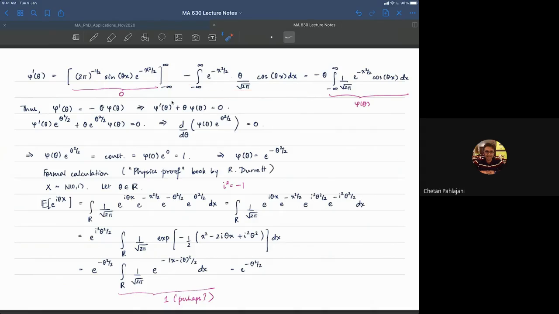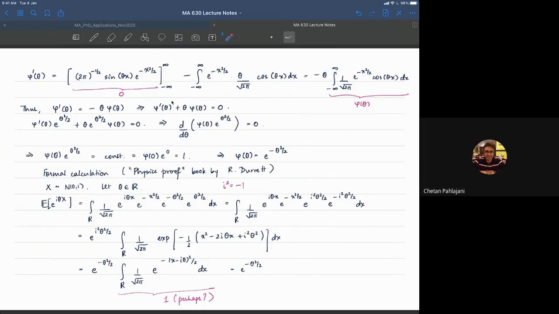Then you reason that sine theta x is between minus 1 and 1. As x goes to infinity and minus infinity, this term goes to 0. Only this term will survive. And then you say, hey, wait a second, I have minus theta here, and this thing inside is nothing but phi of theta. So you get that phi prime theta is minus theta phi theta, and so phi prime theta plus theta phi theta equals 0. This is one of the easiest differential equations you know how to solve. This is a first order linear ODE.